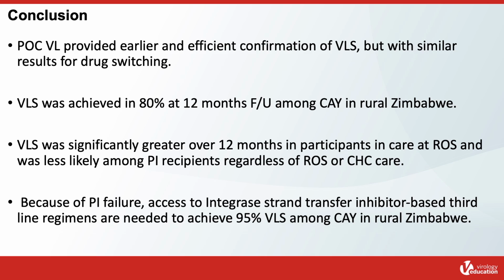Viral load suppression was significantly greater over 12 months in participants in care at the rural outreach site and was less likely among PI recipients, regardless of being at the rural outreach site or at the clinic. And because of PI failure, access to integrase strand transfer inhibitor-based regimens is needed to achieve 95% viral load suppression among children, adolescents, and young adults in rural Zimbabwe.